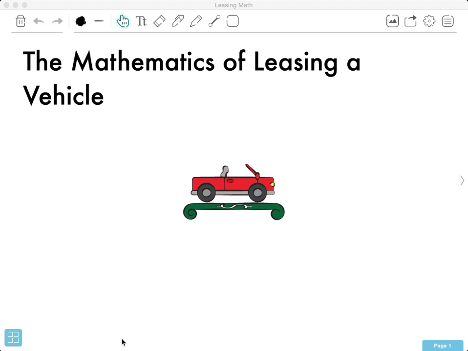This is intended for students in Essential Math 40S who are taking vehicle finance, and we're going to look at the mathematics of leasing a vehicle. In a previous video, we discussed the pros and cons of leasing a vehicle. You can see that video linked below if you'd like to go watch it. This one is going to focus on actually calculating values associated with leasing through a couple of examples.